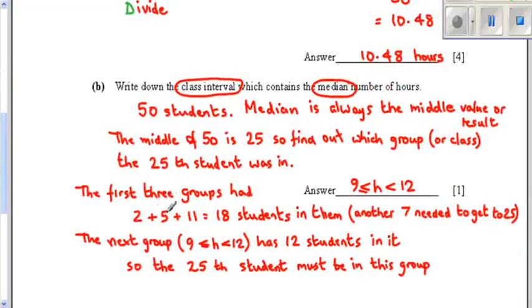So let's see how we did that. The first three groups are 2, 5 and 11, which is 18 students in them. But we need another 7 to get up to the median number, which is 25. So that means the next group is going to contain the median student, the 25th student, and the answer then is the group 9 to 12. So the answer is 9 to 12.